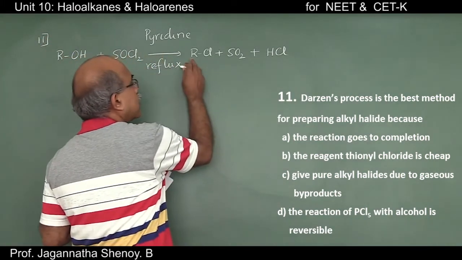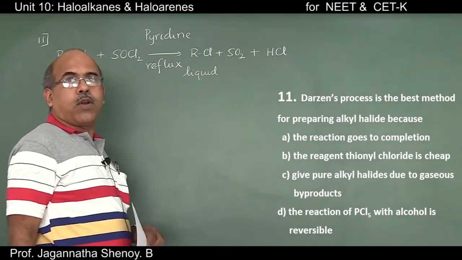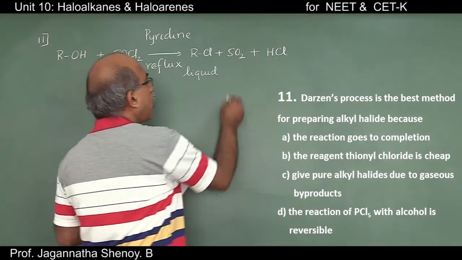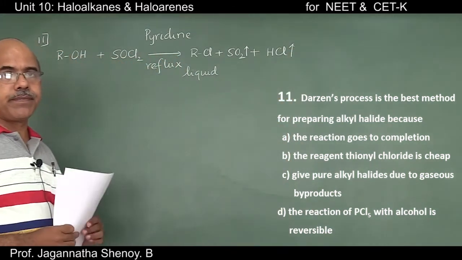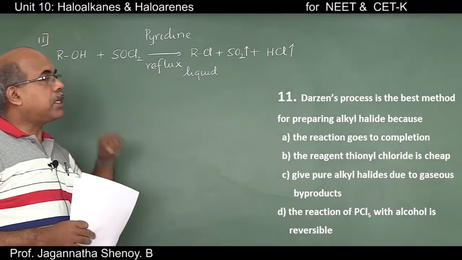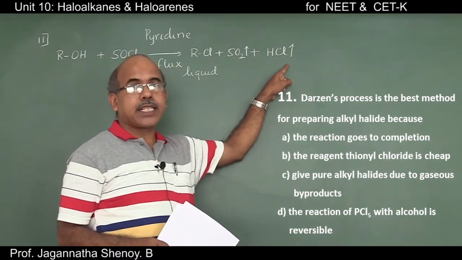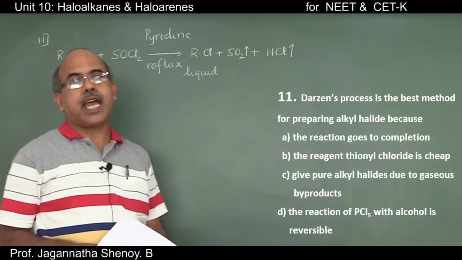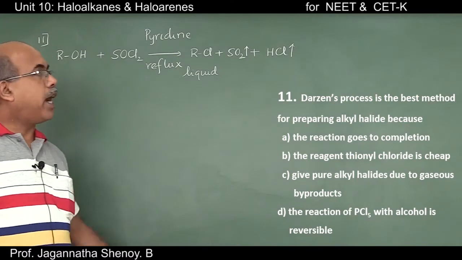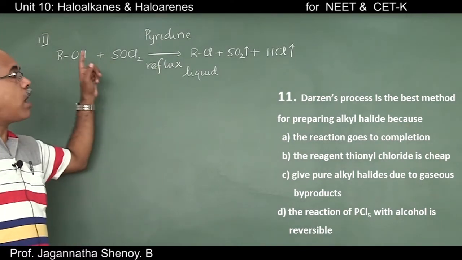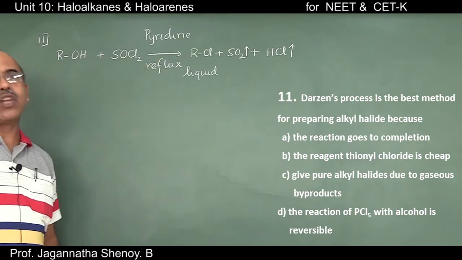So, if you look at this, alkyl chloride is a liquid. What about sulfur dioxide and HCl? Both of them are gases. So, under the reaction condition, where we are refluxing the reactant mixture, the formed gaseous byproducts, namely sulfur dioxide and HCl, will simply escape off from the reaction mixture, and what we get is a pure alkyl chloride. It's for this reason, use of thionyl chloride is preferred to convert an alcohol into alkyl chloride.